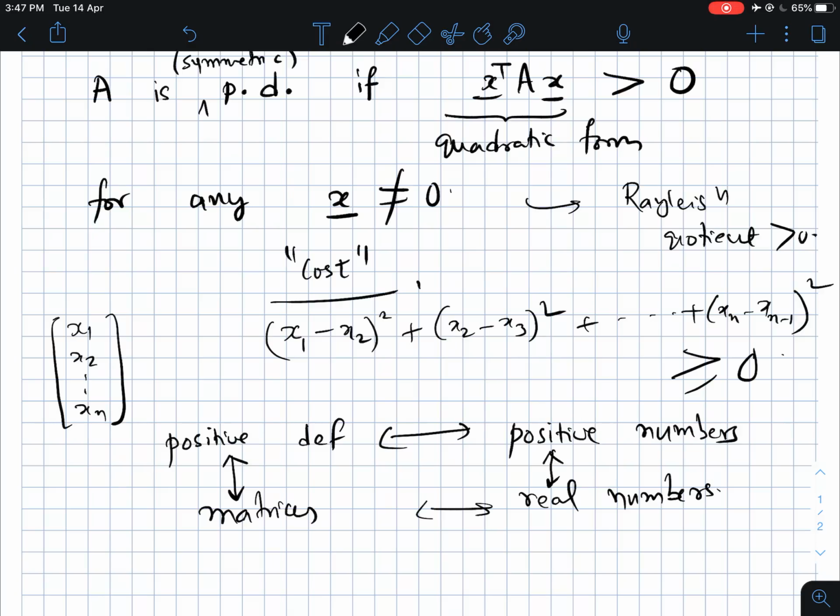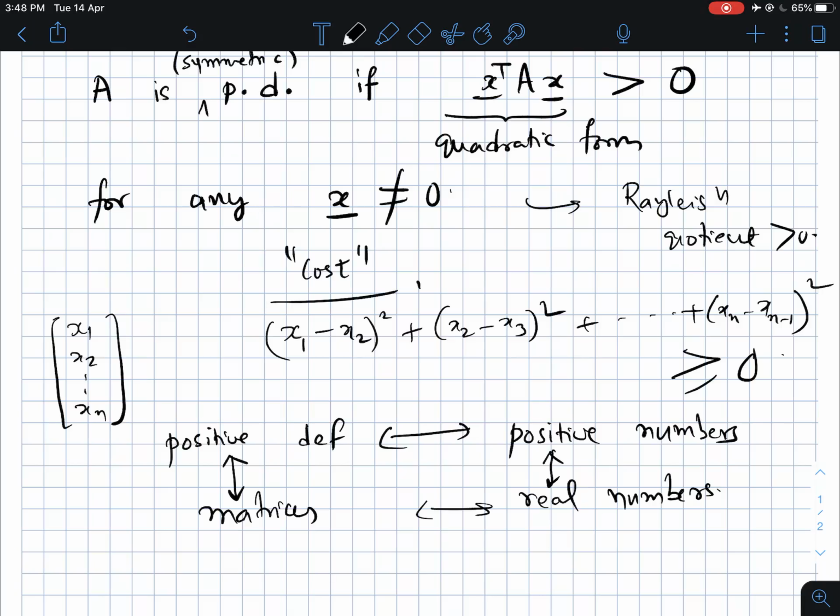In some sense, a positive definite matrix is like a positive number. A lot of properties that you will see will be very similar to the properties of positive numbers. For example, we're going to say later in the lecture that a positive definite matrix has a square root. We know that positive real numbers have a square root. Negative real numbers do not have a square root.